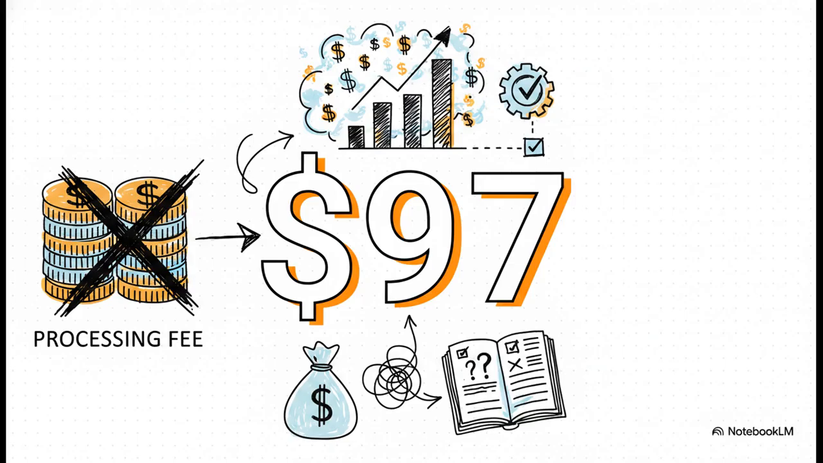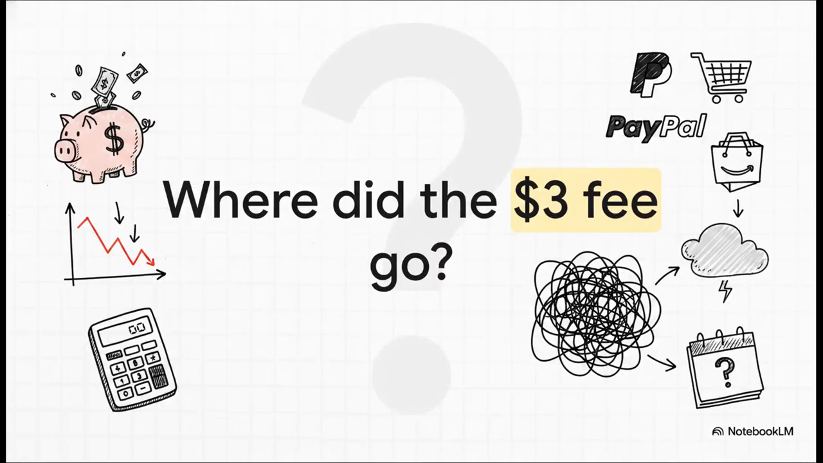Okay, picture this. You make a $100 sale. Awesome, right? But PayPal takes its cut. Let's say a $3 processing fee. A few days go by, and exactly $97 hits your bank account. It seems completely straightforward on the surface, but honestly, it is a massive trap for your books. So the big question is, where did that $3 go?